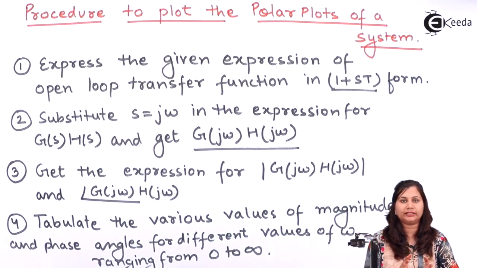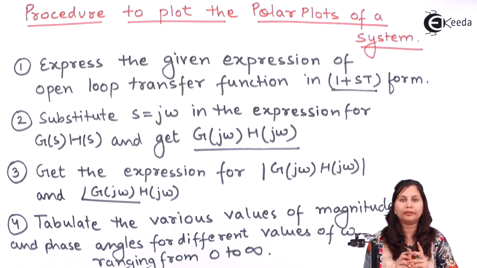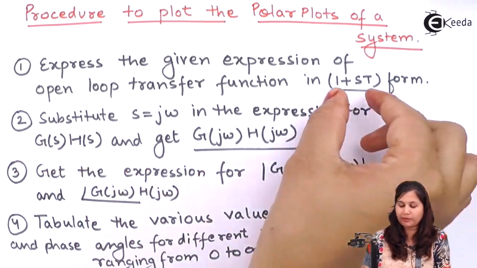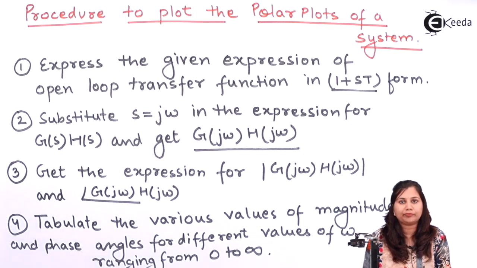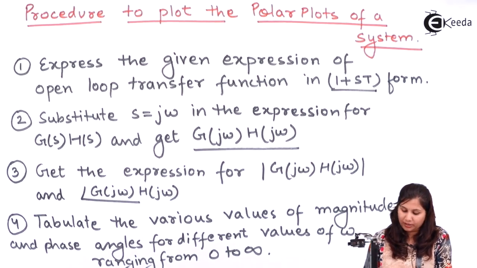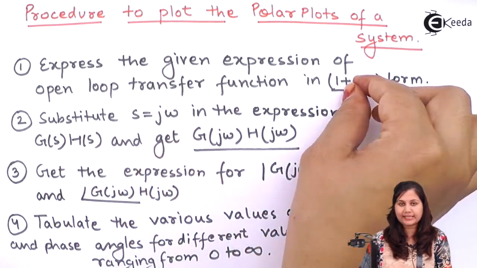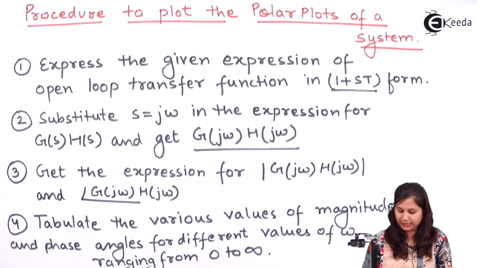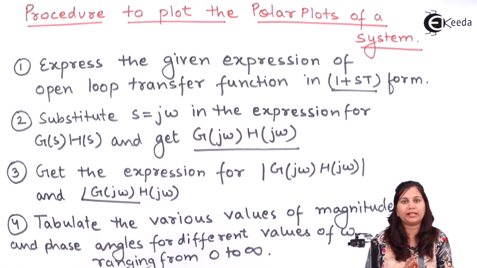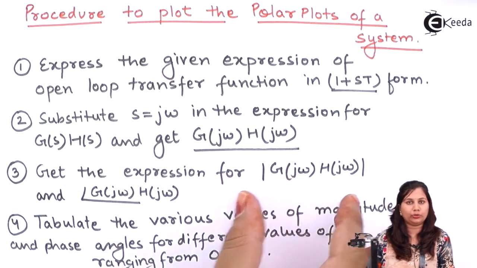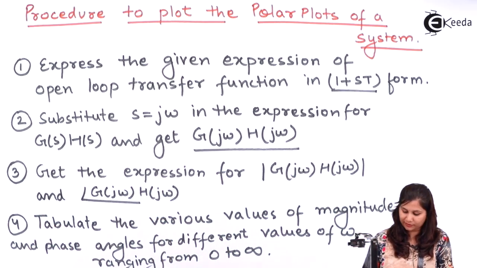We will be given the open loop transfer function in the question. You have to express the open loop transfer function in the form 1 plus st. Convert it in that form. Now substitute s equals to j omega, replacing s by j omega in the expression, and get G(j omega) and H(j omega). Now get the expression for the magnitude and the phase of this transfer function.